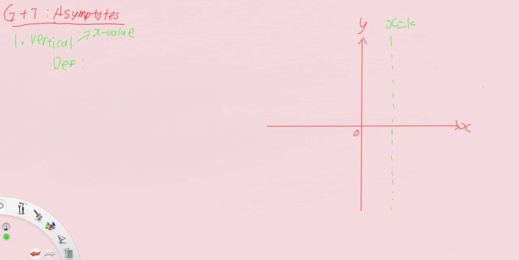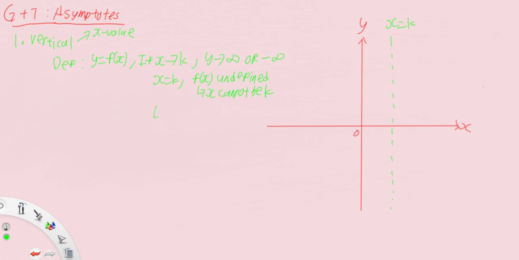The definition of vertical asymptote is that if we have y equals f(x), and if x approaches a certain value k, y either approaches infinity or negative infinity. One more thing, if x is at k, f(x) is undefined. That means x cannot be k. Which means one thing, if x cannot be k, your graph can never ever cross k.